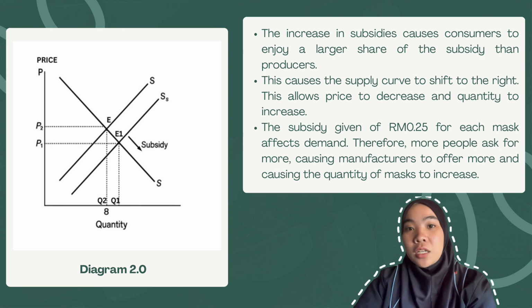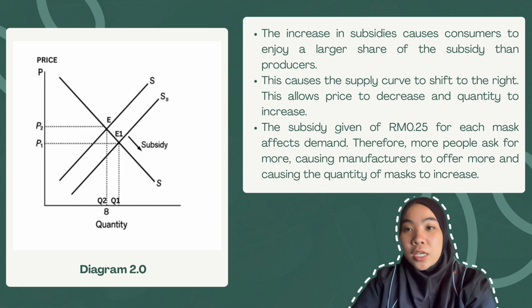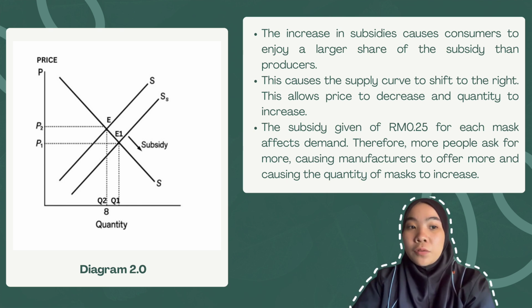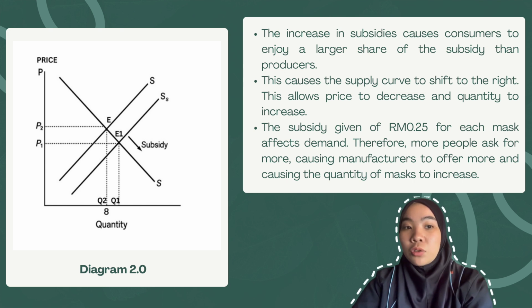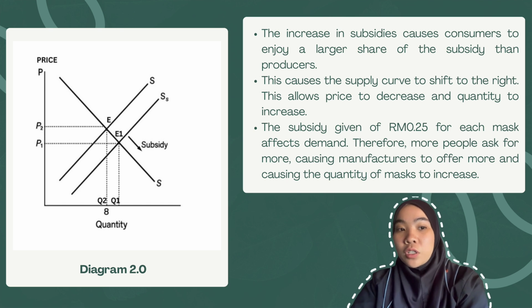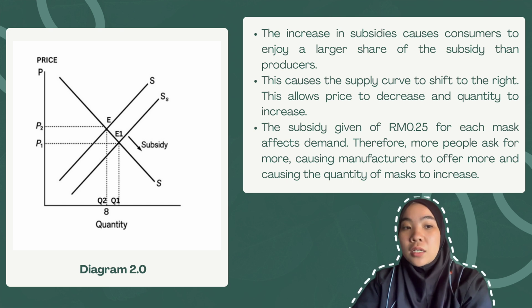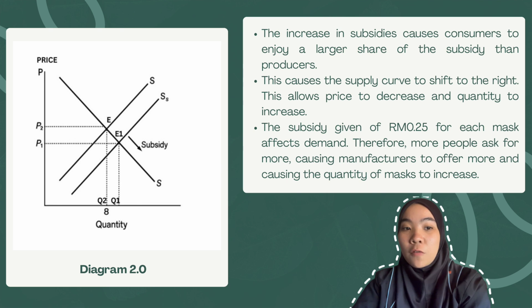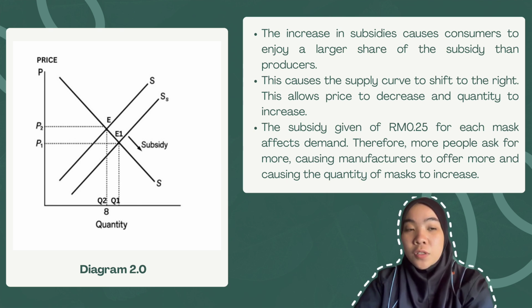Using a graph, explain the effect of the subsidy on price and quantity equilibrium. The graph changed because the subsidy caused consumers to enjoy a larger share of the subsidy than producers. This caused the curve to shift to the right. This allowed price to decrease and quantity to increase. The subsidy of 25 cents for each mask affects the demand. Therefore, more people ask for more, causing manufacturers to offer more and causing the quantity of masks to increase. That's why the curve changed to the right.